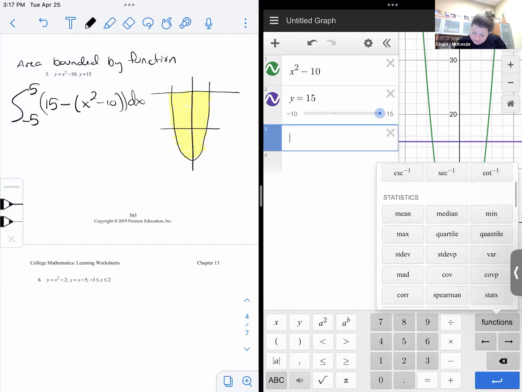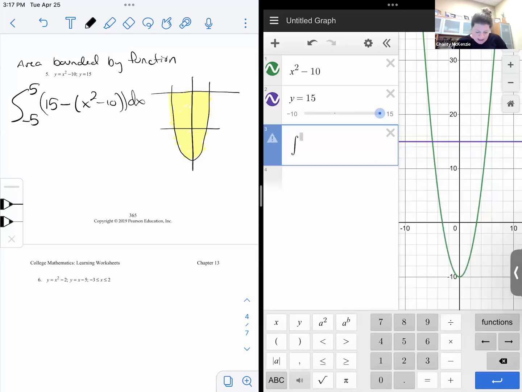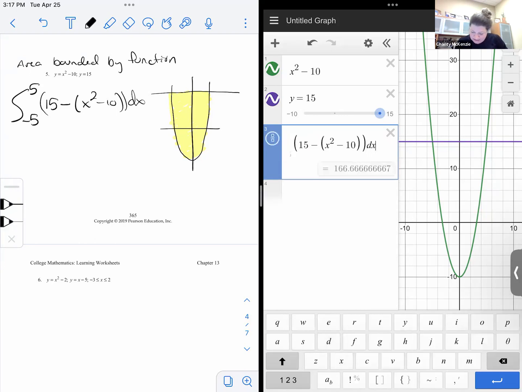Okay, so functions, and we're going from -5 to 5, and our function is going to be 15 minus, add a parenthesis, x squared minus 10, parenthesis, dx. Typed it in just like we saw it, and there's our final answer, 166 2/3, or 166.67 or something like that, depending on what they want. Cool. So I like Desmos. I don't really care. Graphing Calculator does it too.